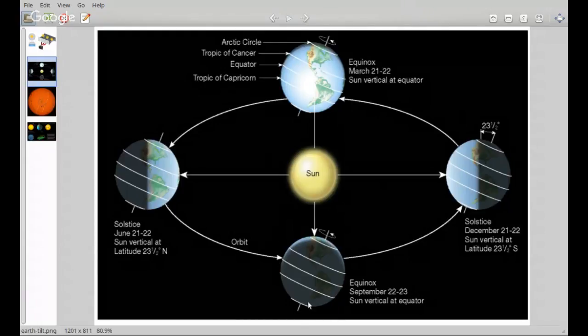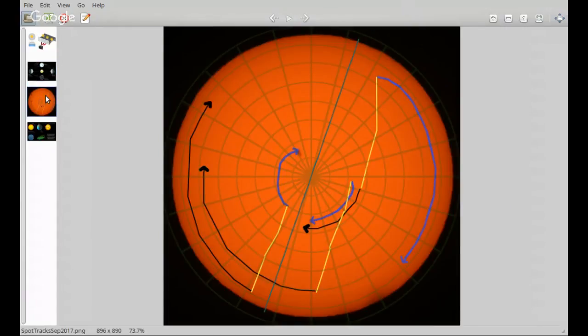Anyway, this is our axis of rotation. Here's the equator. Well, the sun's equator should be the same, but it isn't. It's more like our axis of rotation, which makes no sense. There's no way my camera can be doing that. Yet, that's what we got.